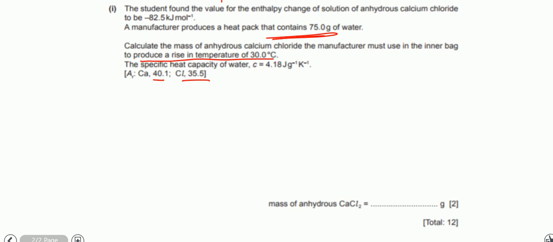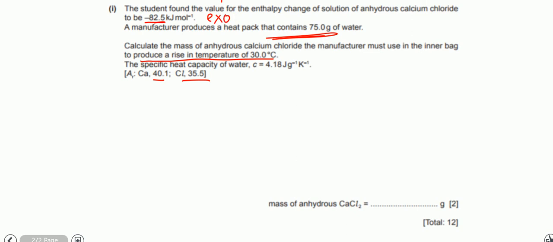Okay, so this is May-June 2017. We're in 5-1. Question number 1, last part. In this last part, they say that the student found that the value for the enthalpy change of solution of anhydrous calcium chloride is minus 82.5. The minus sign shows us that the reaction is exothermic, right?